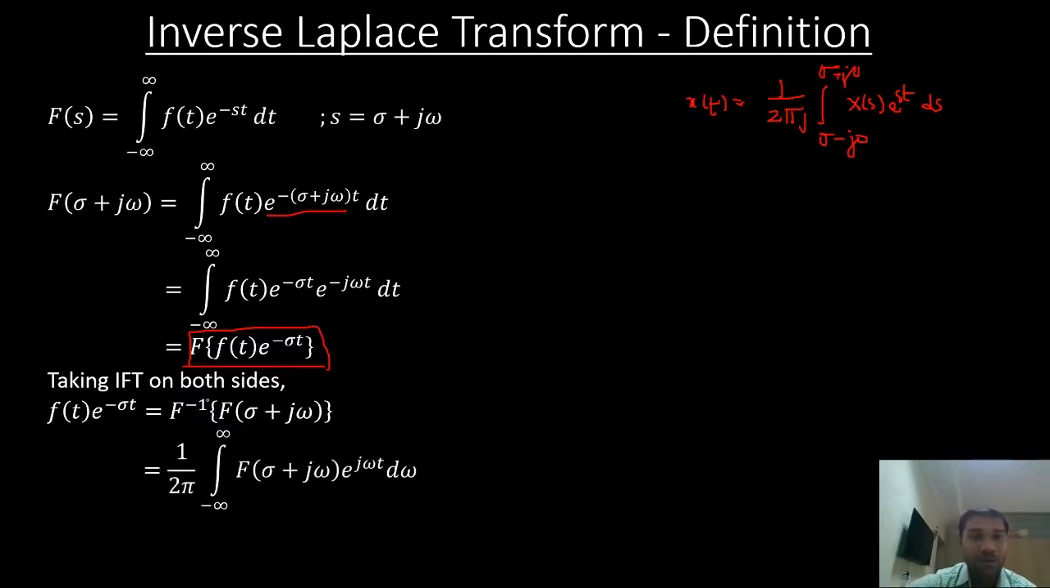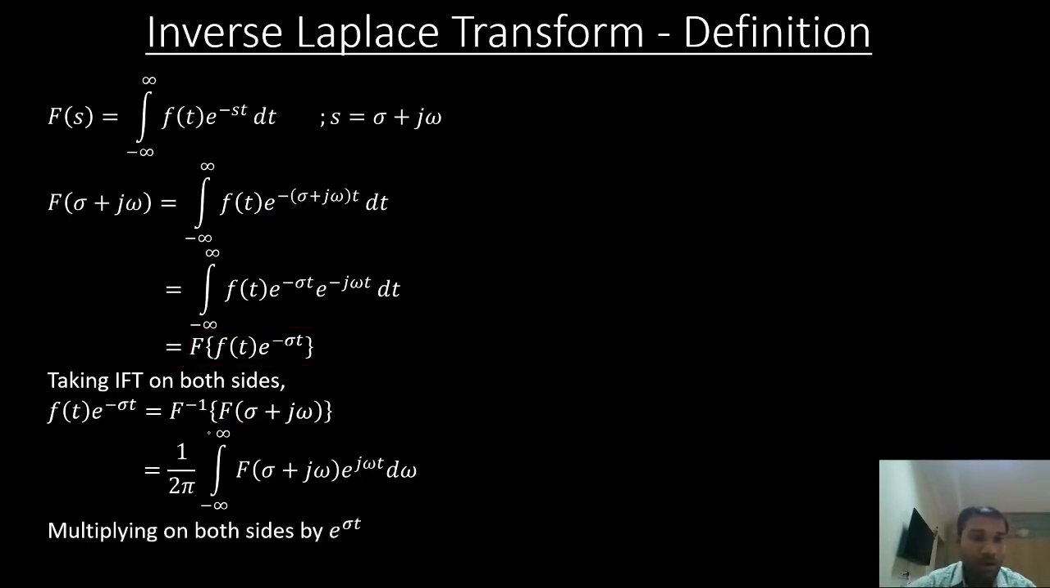Now, in the inverse Fourier transform equation, I'm going to substitute. What is the inverse Fourier transform equation? It is nothing but 1 by 2 pi integral from minus infinity to plus infinity F of omega e power j omega t d omega. This is the formula for the inverse Fourier transform. So instead of F of omega, now I have F of sigma plus j omega. That is what I have substituted, right?